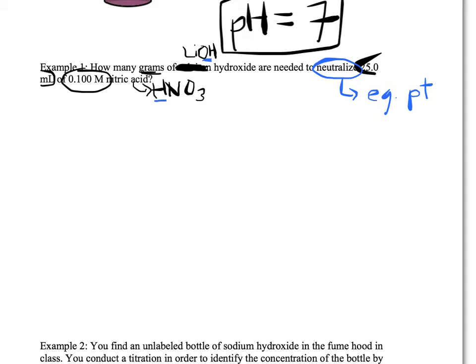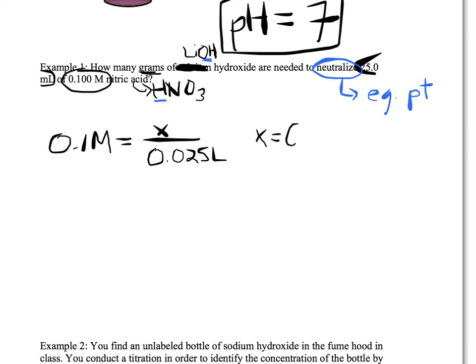So how do we do that? Well, we know that we have 0.1 molar. We know molarity is equal to the moles over liters. I have 25 milliliters, so that's 0.025 liters. So we solve for x.